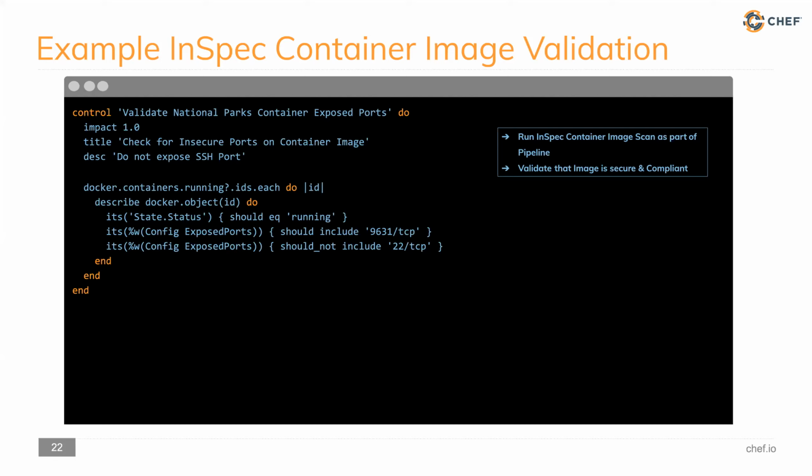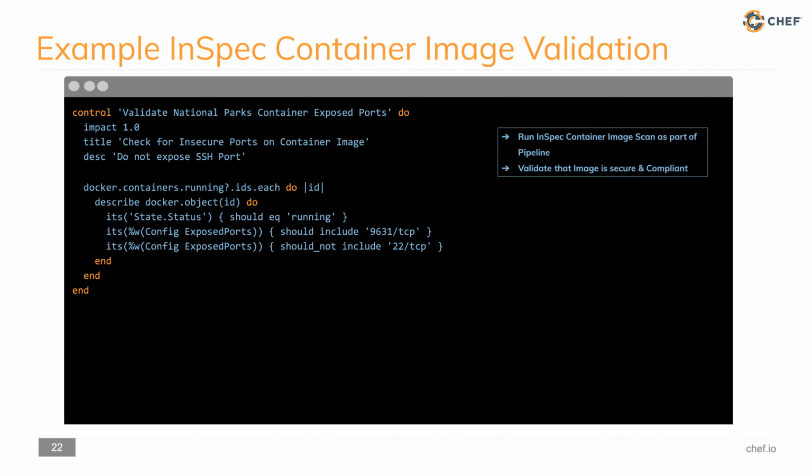So what I'm doing here is I'm checking to make sure that, when I start this image, the port 9631, which is the Habitat port, is exposed, and that the port for SSH is not exposed. And basically anything that you can query about a Docker container, you can query that in InSpec. And the nice thing about InSpec is all these profiles that you're seeing here, they're available. There's a ton of open source material out there, and Chef also has a bunch of InSpec premium profiles as well that also have a lot of very good examples.